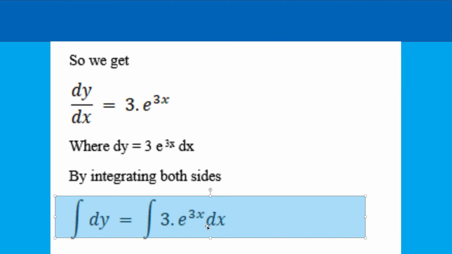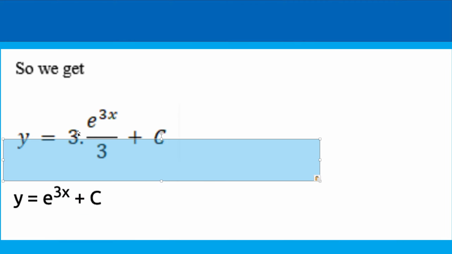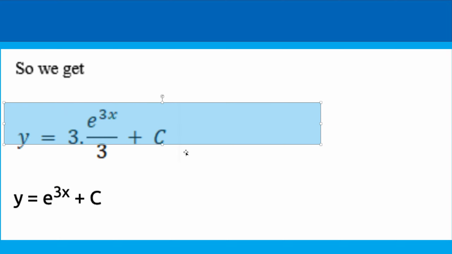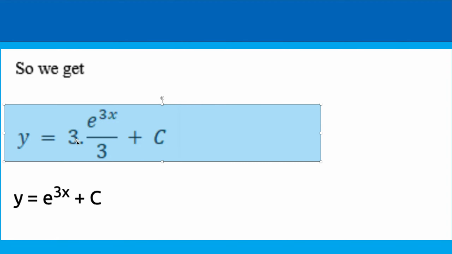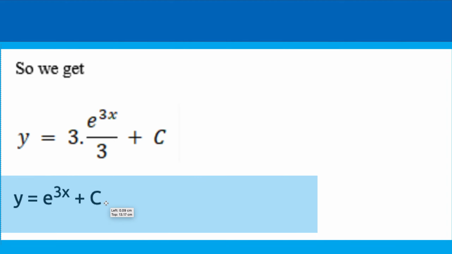As we all know, the integration of exponential raised to 3x is exponential raised to 3x upon 3. So we get that plus c, right? And then this 3 can be cut, leaving you with the final answer.